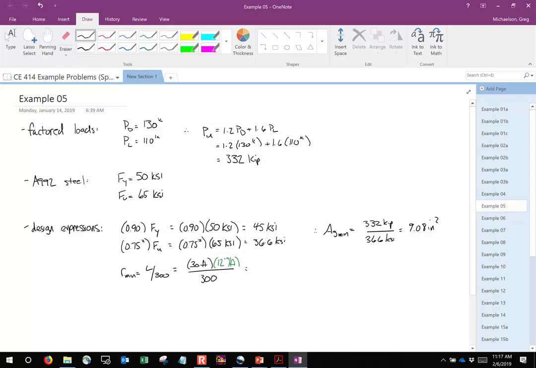Yes? For Ag min, shouldn't it be divided by 0.9 times Fy, which would be the 45 ksi? Well, we have two limit states. We have our gross section yielding and our net section fracture. So here's one way of thinking about this problem. Based on our assumption about net area, I'm saying net section fracture governs, that this is going to be the worst case scenario. Again, though, it's based on an assumption, so I might be wrong. We'll see here in a second.